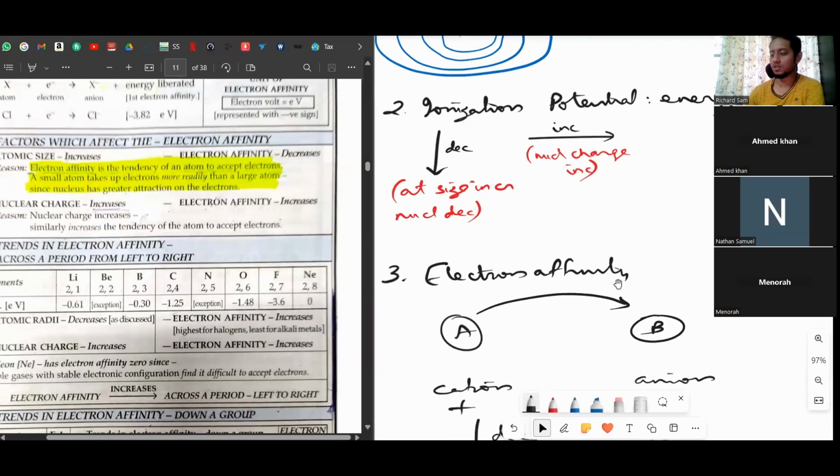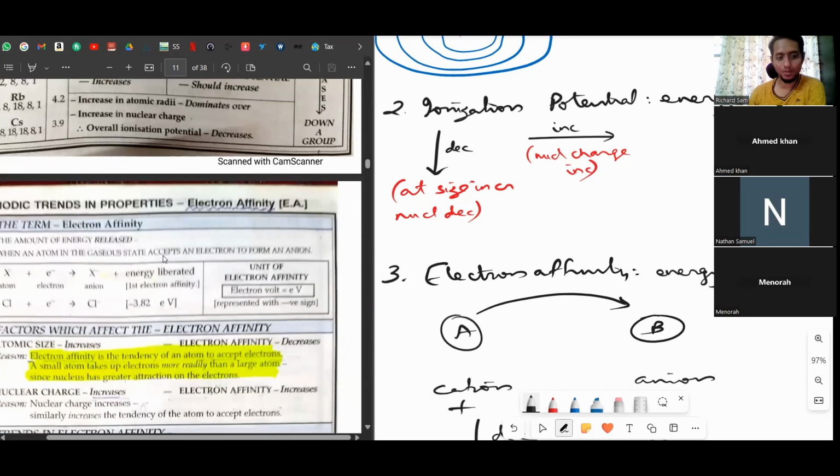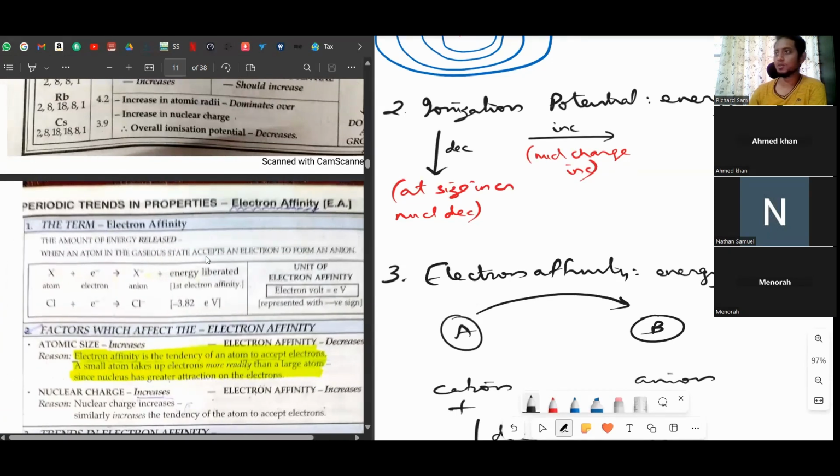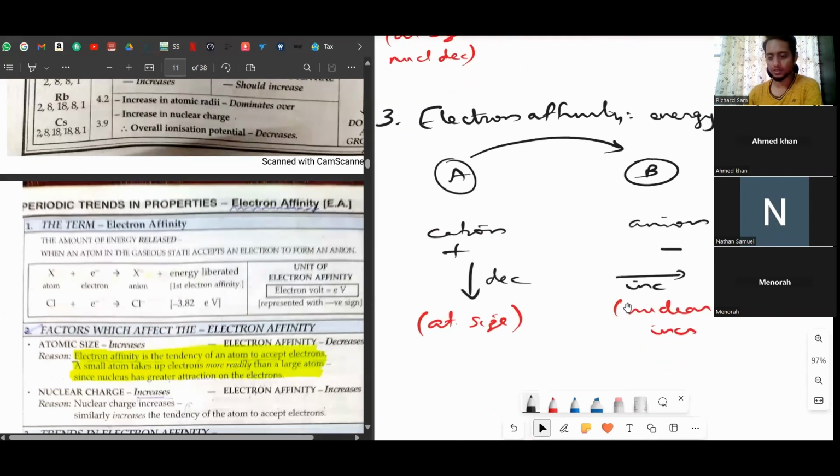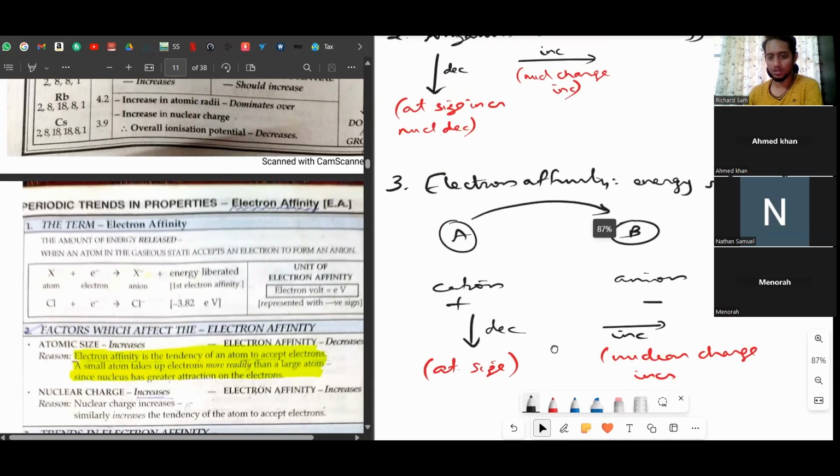For electron affinity, what is the short definition? What should you write? Energy released when an atom in gaseous state gains an electron to form an anion. The whole definition: amount of energy released when an isolated gaseous atom accepts an electron to form an anion. Okay. Did you write down this one? Just note down this trend.